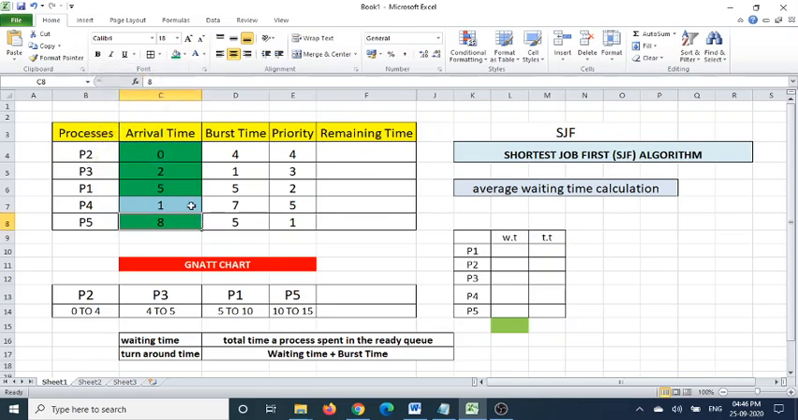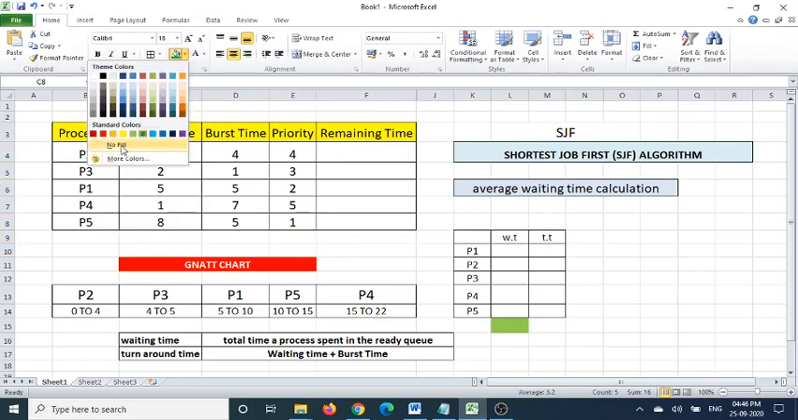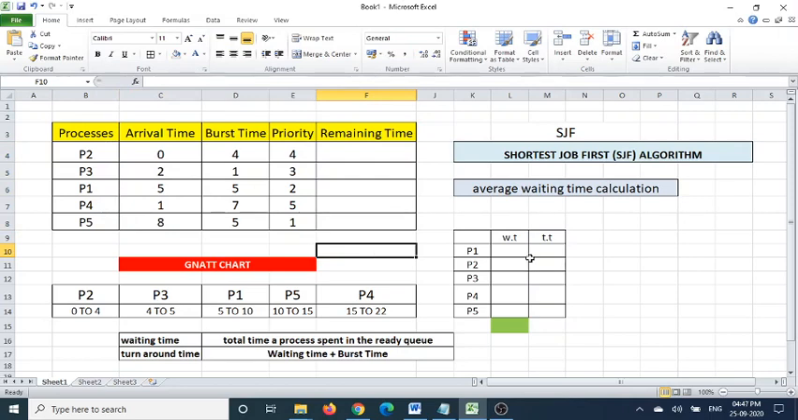So change it. P4 is only remaining. So I'll just allot the processor to P4. P4 will run from 15 to 22 because burst time is 7. Okay. Now this is also finished. All are finished. Okay. So we have just calculated the start and end times of all the processes, and the Gantt chart is ready.